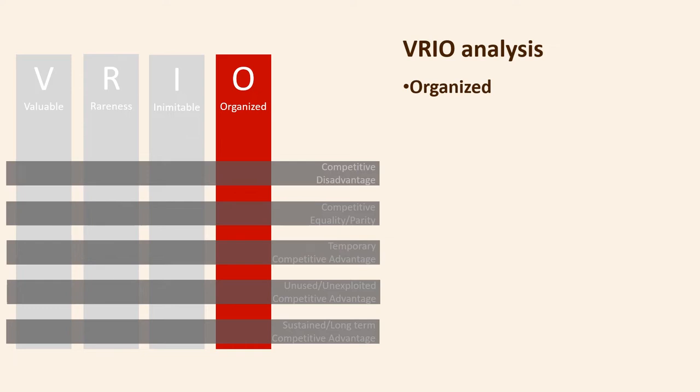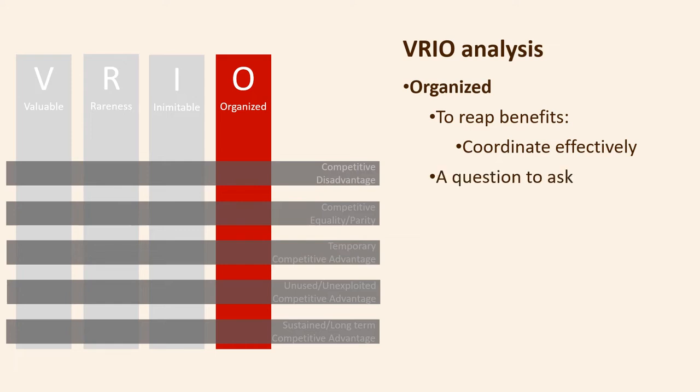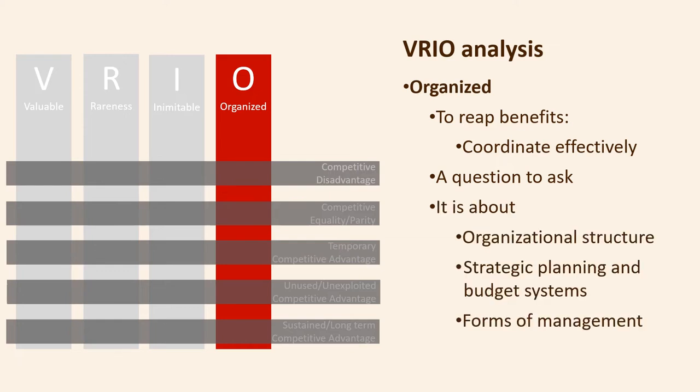The fourth and last is organized. The resources themselves do not create any benefit to a business. To reap the benefits and gain value, a company should organize to gather and coordinate its resources effectively. The question here is: are your firm's other policies and procedures organized to support the exploitation of its valuable, rare, and costly to imitate resources? Among other things, it is about the company's organizational structure, strategic planning and budget systems, forms of management, etc.